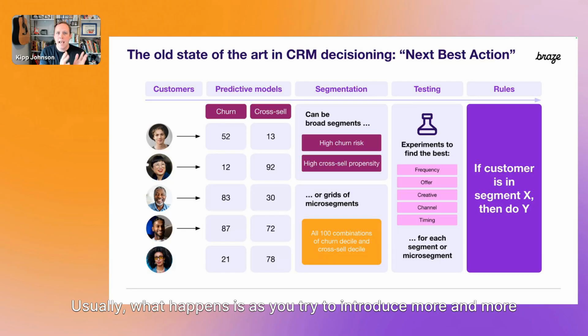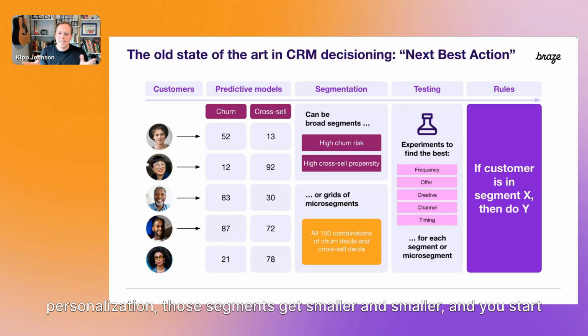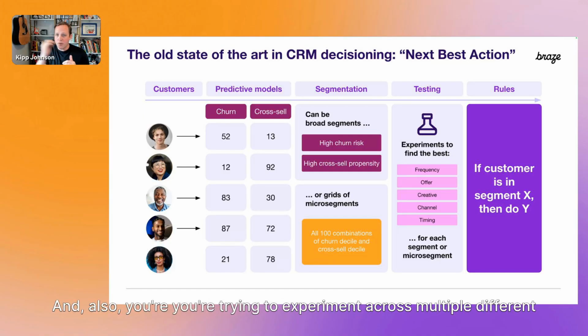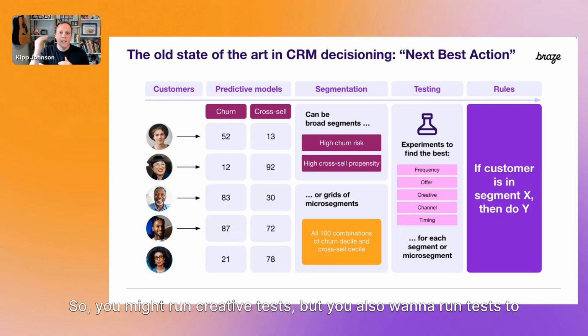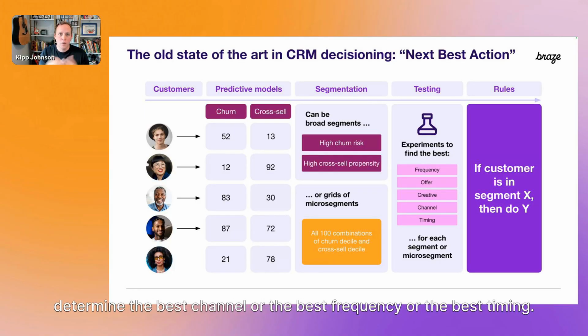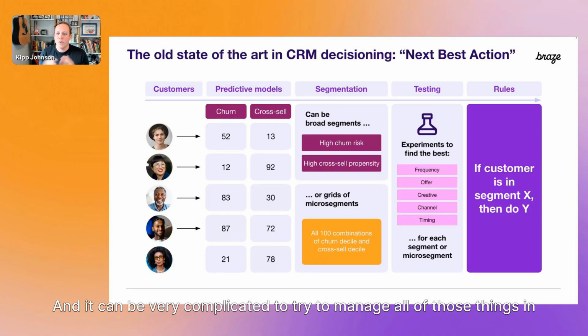Usually what happens is as you try to introduce more and more personalization, those segments get smaller and smaller, and you start moving towards microsegments. And also you're trying to experiment across multiple different dimensions. So you might run creative tests, but you also want to run tests to determine the best channel or the best frequency or the best timing. And it can be very complicated to try to manage all of those things in combination.